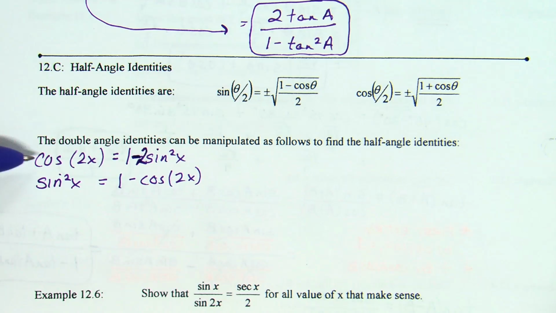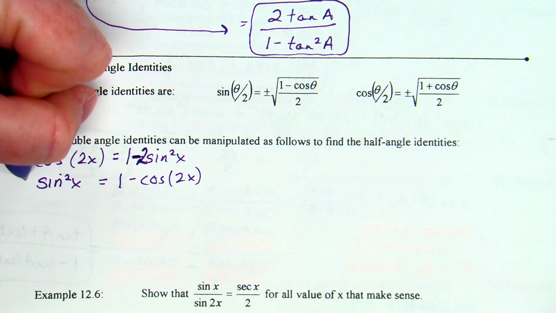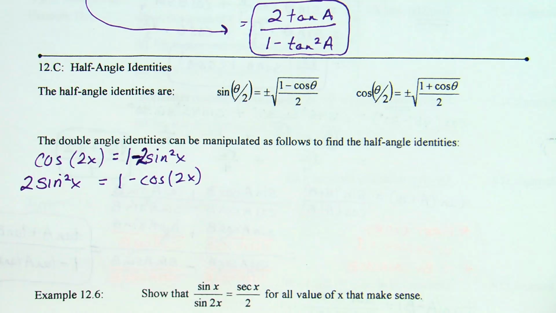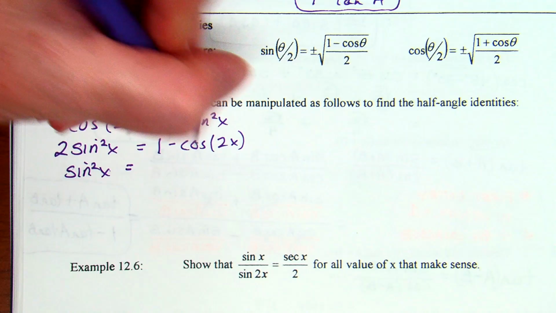So now I'm going to move over, add the 2 sine squared x over to the other side, and subtract the cosine 2x. Continuing along, how do I get sine by itself? Divide by 2. So then I'm going to have sine squared x, and I'm just going to do it as one big fraction because that's what you see up above: 1 minus cosine of 2x divided by 2.